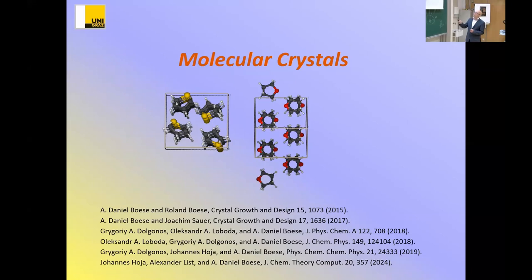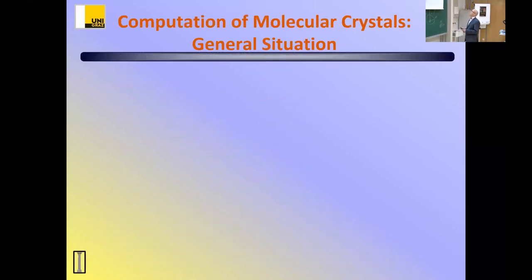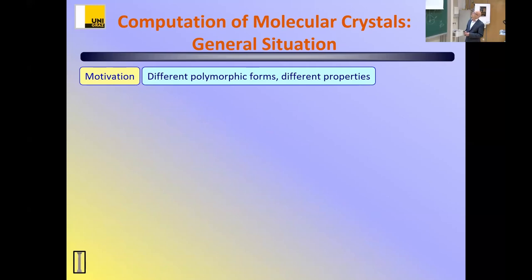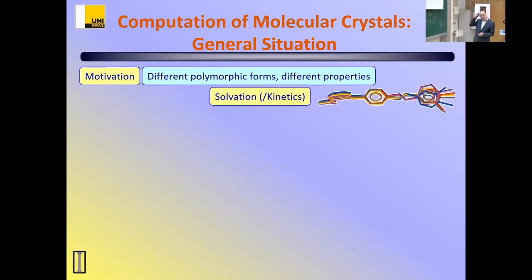Of course, in many cases, you possibly even get several polymorphs. So the motivation is that you have different polymorphic forms of, for example, benzene or any kind of molecule that you look at. If you have benzene, you can have a benzene like this, and you can have a molecular crystal like this. And those are two different polymorphs. They will have, of course, slightly different properties, but this is very, very important for the pharmaceutical industry, because the solvation of those polymorphic forms are very, very different.